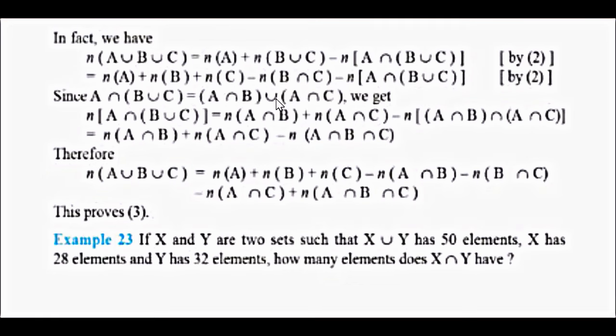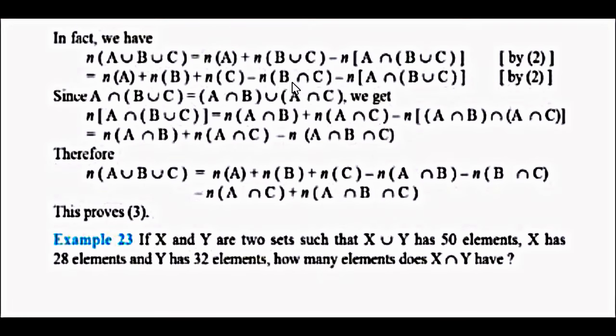I hope you will be able to understand how we have got this, because there is a distributive law: A intersection (B union C) is equal to (A intersection B) union (A intersection C). This is what we have used, right?